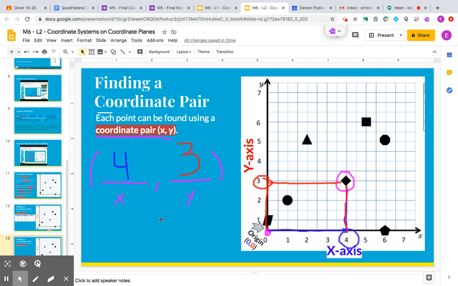my y-axis. So I can determine the point of a shape on a coordinate plane by counting how far over from my origin something is and how far up from my origin it is. So how far to the right on my x-axis and how far up on my y-axis is that object. In this case, my rhombus is 4 units to the right on the x-axis and 3 units up on the y-axis. So its coordinate pair is 4, 3. Let's try another one.